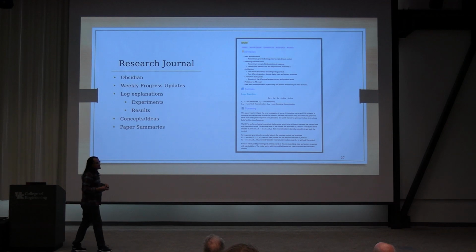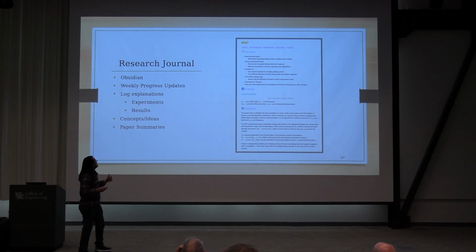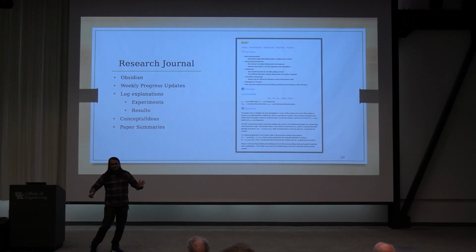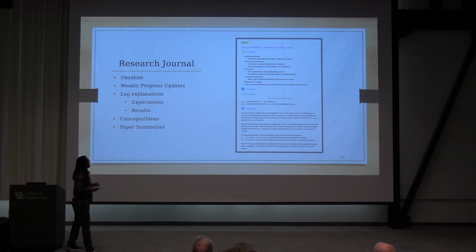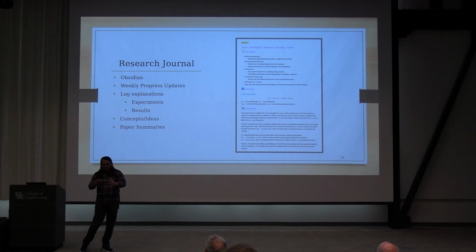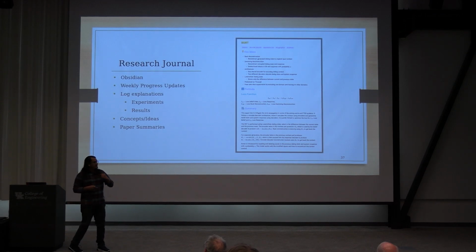And then I suggest you have a research journal when you're doing your projects. I do that using a tool called Obsidian. That's a separate topic of discussion. Over there, I try to do weekly progress updates where I say, okay, this is what I did here. And when I have experiments, I log the experiments and results. I say why I did this experiment, what I achieved from it, and the result that I got, so that I can quickly view and compare future experiments with.